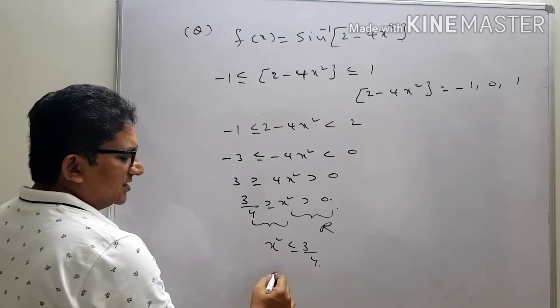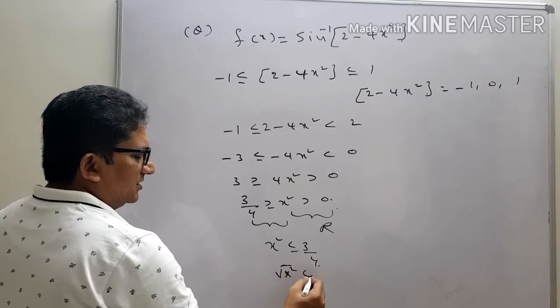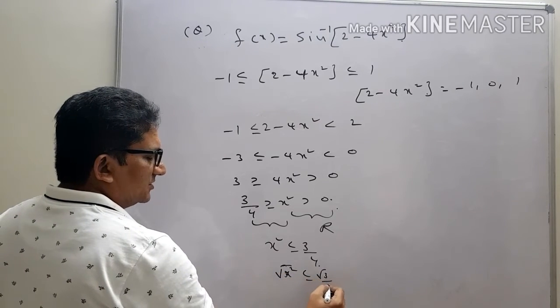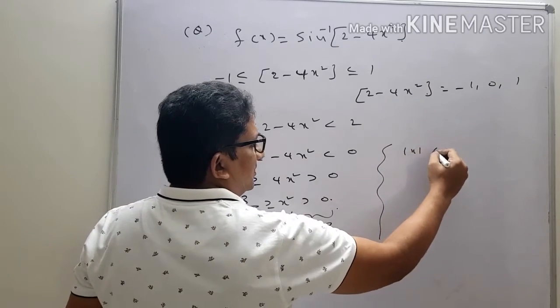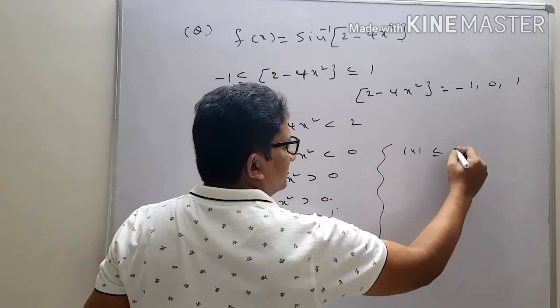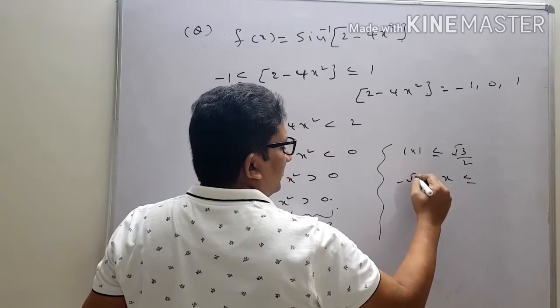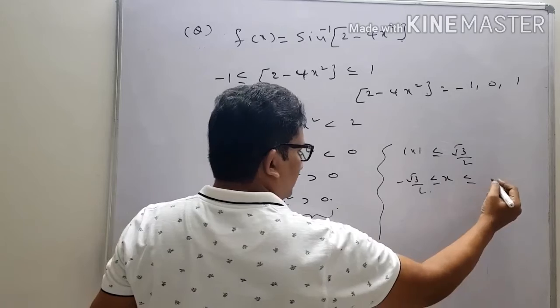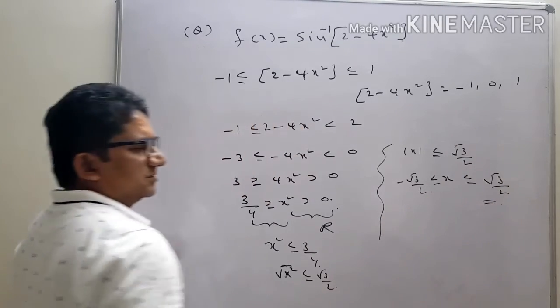x² ≤ 3/4 means √x² ≤ √3/2. So √x² can be written as modulus of x. Modulus of x is less than or equal to √3/2. That means x lies in between -√3/2 to +√3/2. This is your solution.